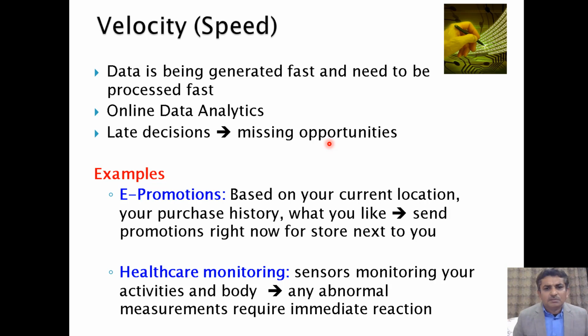Late decisions mean missing opportunities. The examples are based on e-promotions and healthcare monitoring. In e-promotions, based on your current location, your purchase history, and what you like, a promotion is sent right now for the store next to you. In healthcare monitoring, sensors monitor your activities and body. Any abnormal measurement requires immediate reaction. These three V's are the fundamental V's of big data.